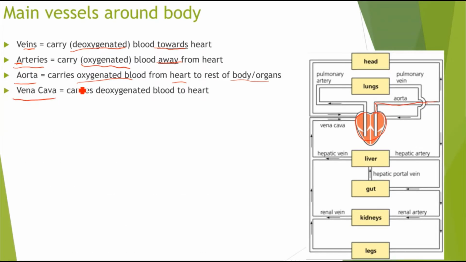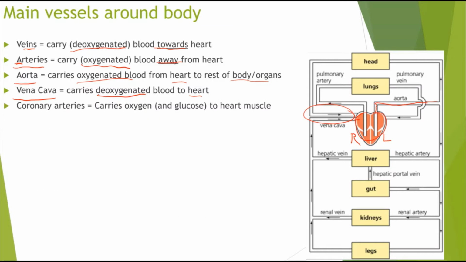Next, vena cava. What the vena cava does is carry deoxygenated blood to the heart. As you can see there, the deoxygenated blood would be going to the right side of the heart. Remember, the right side is on the left and the left side is on the right. And so the vena cava would be carrying deoxygenated blood into the right side of the heart.